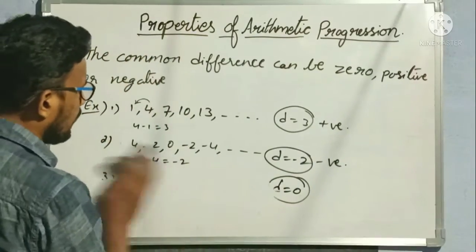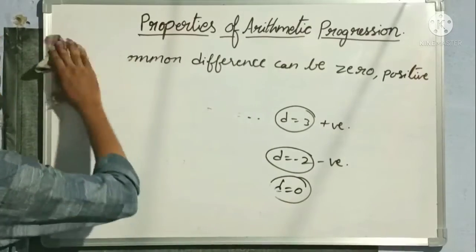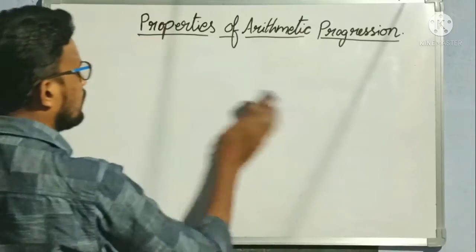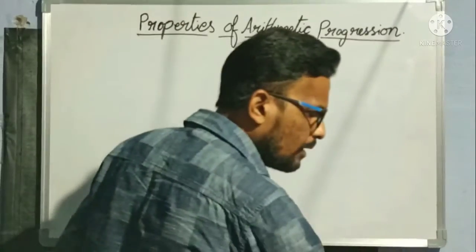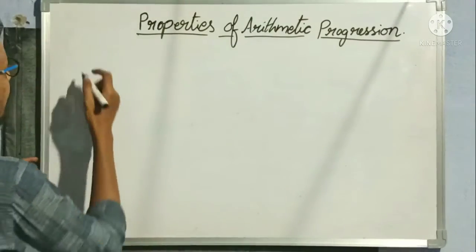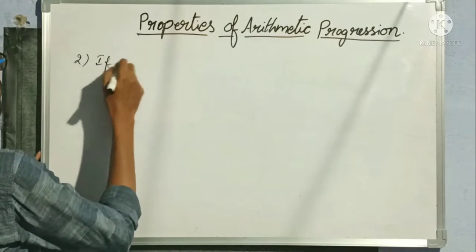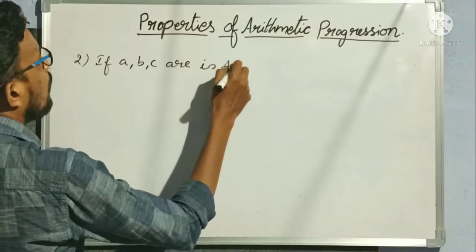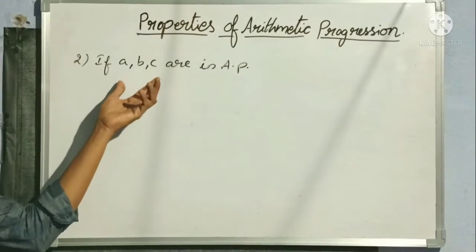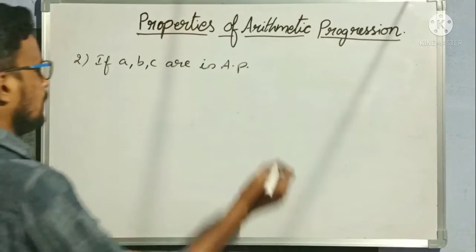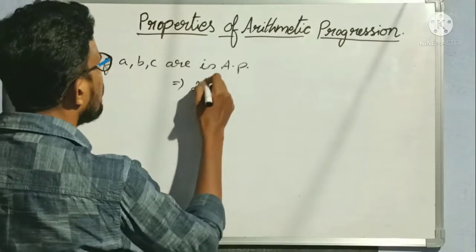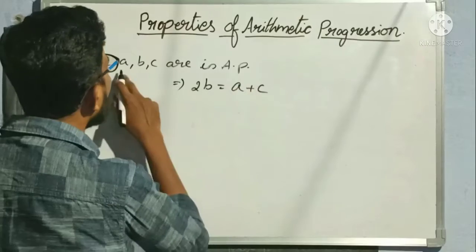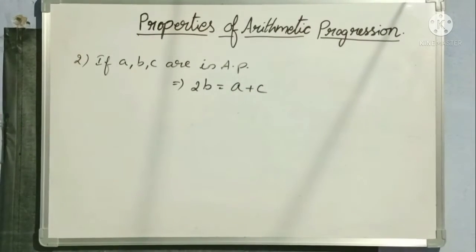Next, the second property. What is there in the second property? The second property is, if we take any three numbers a, b, c in arithmetic progression, then this implies 2 times the second number b is equal to the sum of the first number and the third number. Clear?